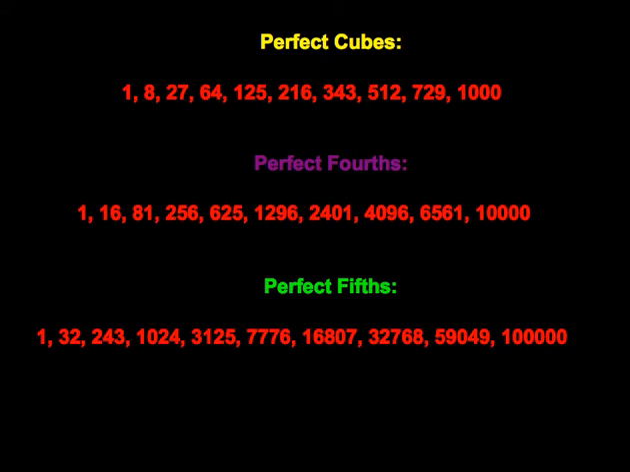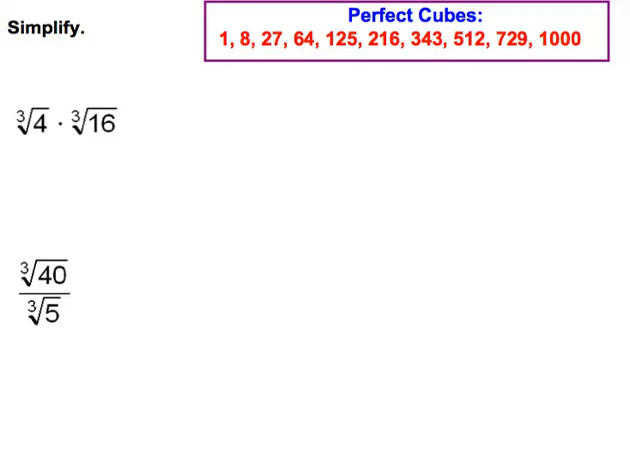Let's talk about perfect cubes, perfect fourths, and perfect fifths. Basically what this means, 1 to the third, since these are cubes, 1 to the third is 1, 2 to the third is 8, 3 to the third is 27, 4 to the third is 64, 5 to the third is 125, 6 to the third is 216, and so on. And then we have the fourths and the fifths. And we're going to use those to solve the next problems, to simplify.